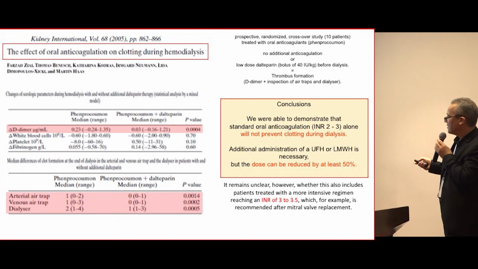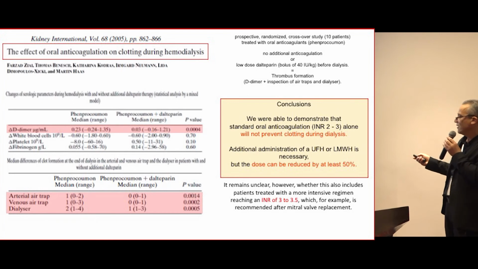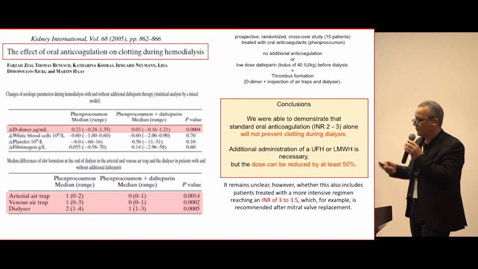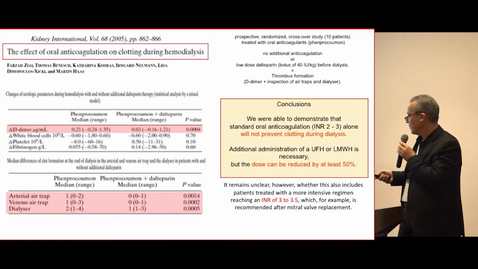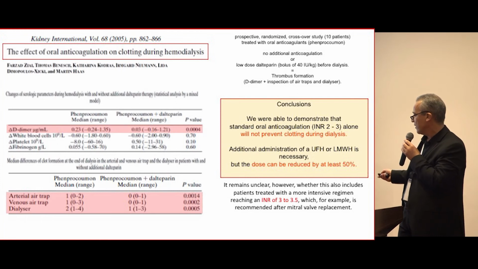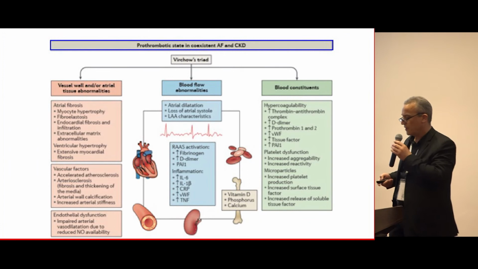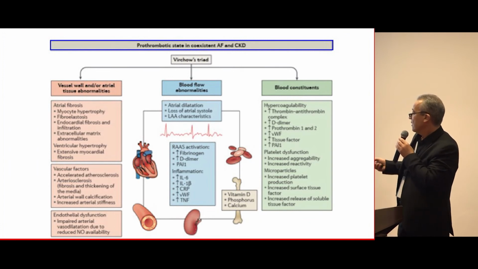The conclusion of this study is that they were able to demonstrate that standard oral anticoagulation with an INR between 2 and 3 alone will not prevent clotting during dialysis. So we have to use anticoagulation with heparin for these patients. But we don't know, if the INR is between 3 and 3.5, whether we have to use such anticoagulation for the extracorporeal circuit or not.